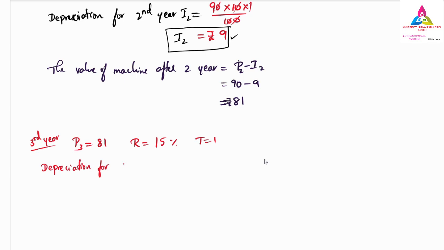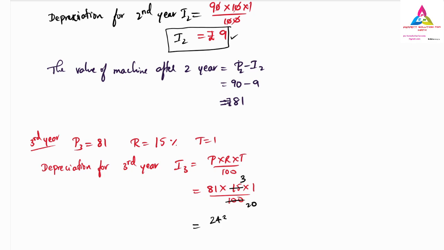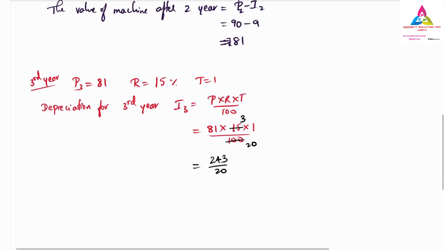for the third year. The depreciation for the third year, I will take it as I3 now. The formula will remain the same, PRT divided by 100. That P value is 81 now, the rate of interest is 15, and the time we have is 1, divided by 100. So you can calculate it, it is not difficult. 5 ones are 5, 5 threes are 15, 5 20s are 100, now we have 81 and 15, and here we have 3. So multiply and you can calculate, it will become 243 divided by 20. Okay, 81 3s are 243, and divided by 20 we have.